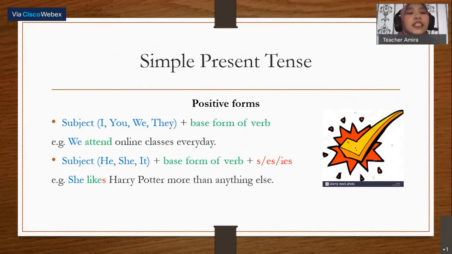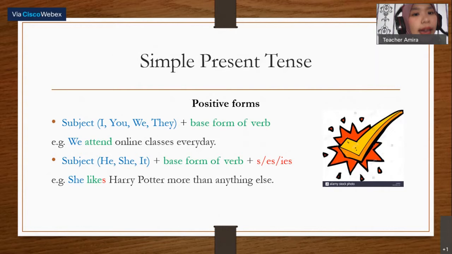You is a special case. They is the plural, right? They, banyak. Lebih dari seorang. Lebih dari satu. So, banyak. And you is the special case, so we combine these two, plural and also the special case. So we attend online classes every day. So the subject here, the plural and the special case that we are talking about, attend.